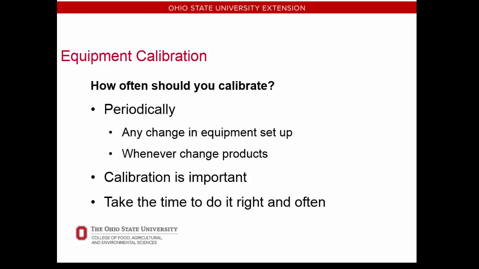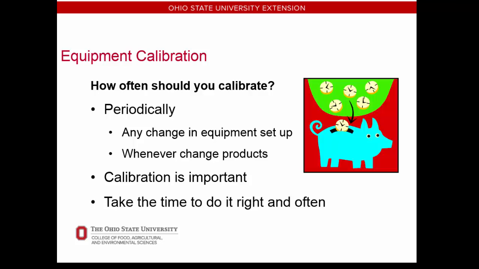Can you imagine the amount of money wasted if you misapplied along a railroad for 200 miles? Any error in calibration hits the pocketbook, and when you don't apply a sufficient rate to control pests, you've wasted time and money.